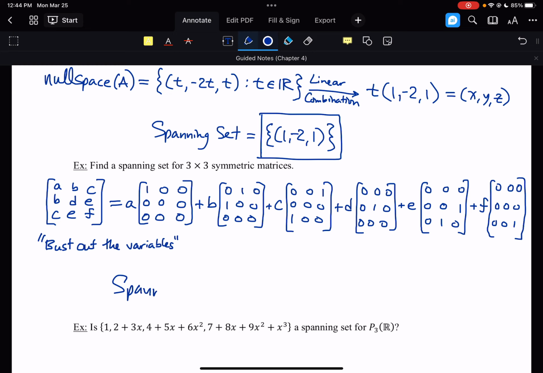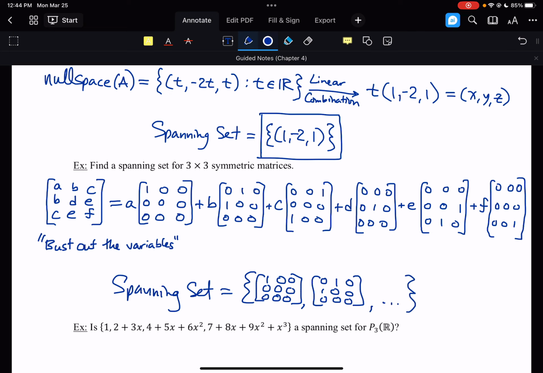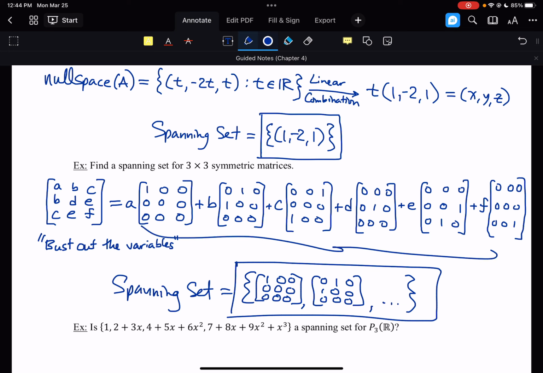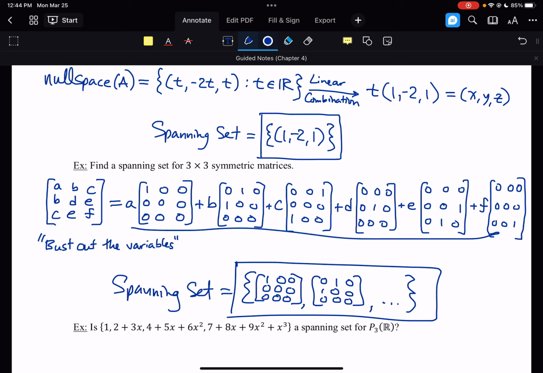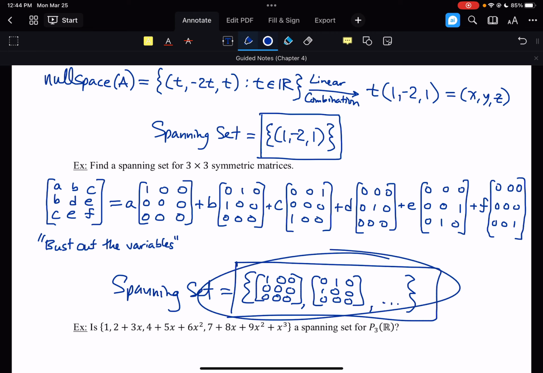Okay, so our spanning set would be 1 0 0 0 0 0 0 0 0, and etc. I won't write every single one of these down again, but you get the idea. So the spanning set is all of these vectors. If you created a linear combination of these vectors, like we have right here, you could then create any 3x3 symmetric matrix. So it's the same idea that we had in the skew symmetric example on the last page, but we're going the opposite direction now. Here we created the general form and busted out the variables to create the linear combination, and then created the spanning set from there by just listing the vectors themselves.